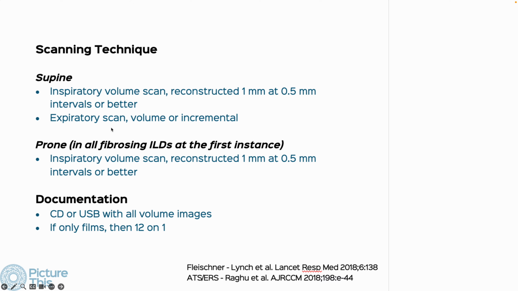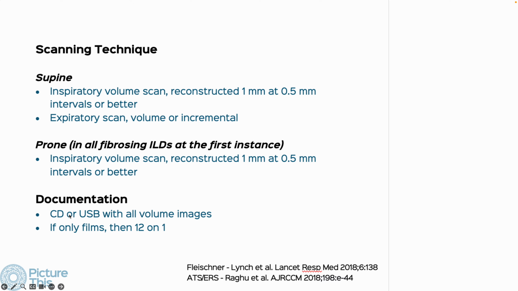We also need an expiratory scan in the supine position. Can be volume or incremental, but it's just faster to do volume. And in every patient who comes for the first time, and preferably in all patients, we should do a prone inspiratory as well. Some people try and combine these two by doing a prone expiratory, which I think is the worst of both worlds. And then make sure that all patients have soft copy access.